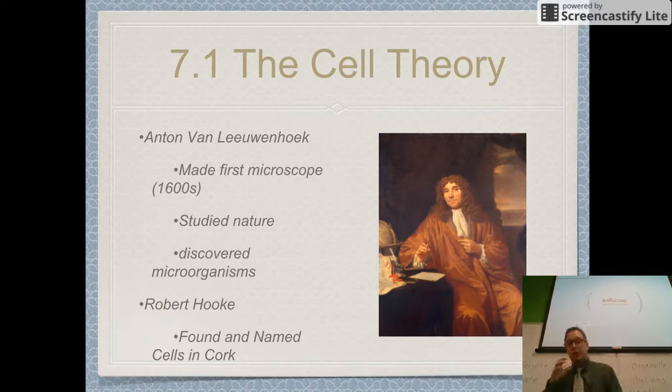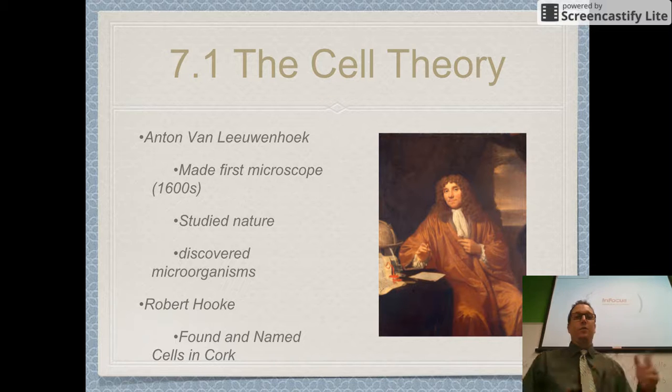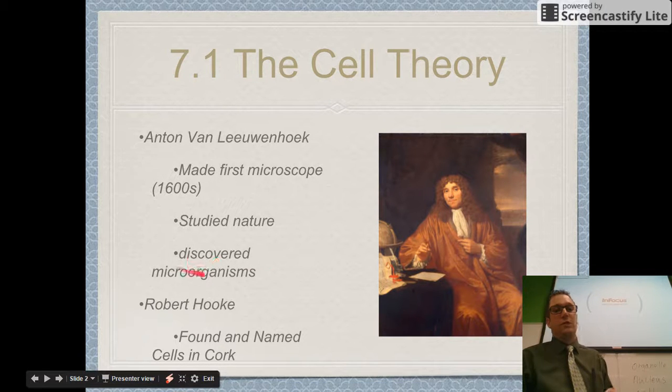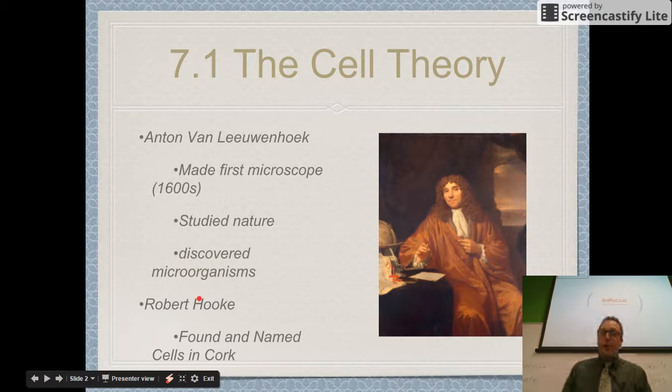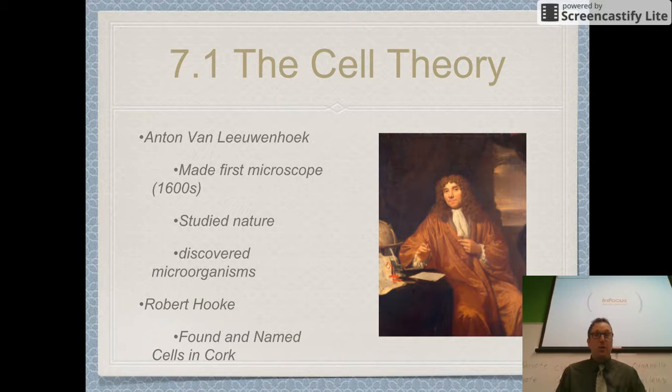Robert Hooke thought that only plants were made of cells because they had cell walls and he could see them. It wasn't until Antoine van Leeuwenhoek discovered microorganisms and then looked at human blood and saw that that had cells that they realized that everything was made of cells.